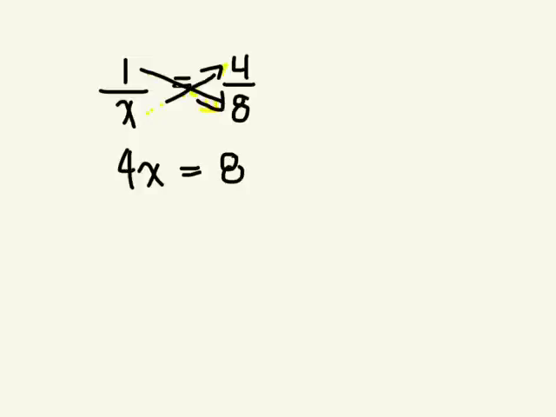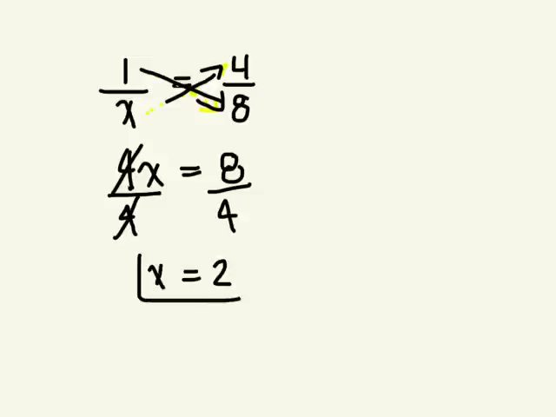Can you solve for x now? What do I have to do to both sides to isolate x? What's the opposite of multiplying by something? Divide by 4. So I have to divide this side by 4, so x equals 2. And look at it, 1 over 2 is 1/2, equal to 4 over 8. Is that the same thing?